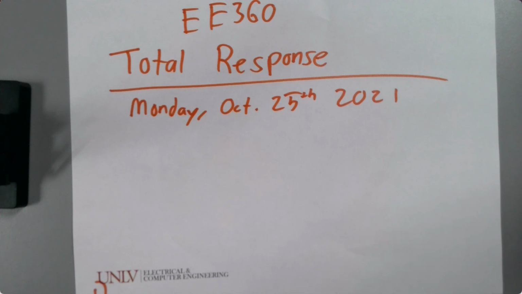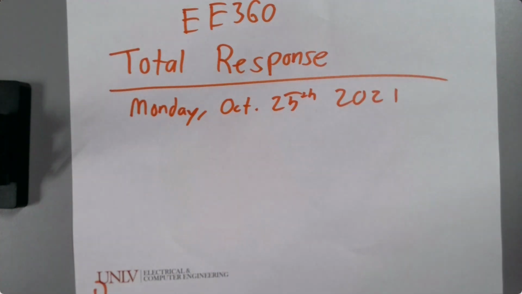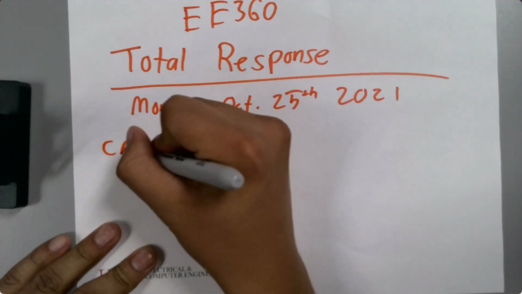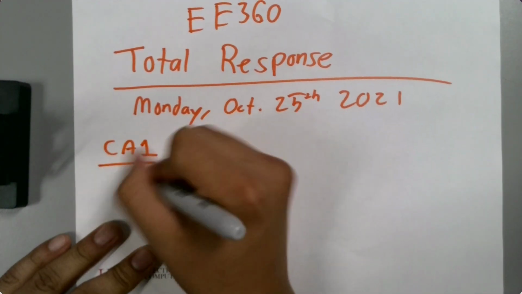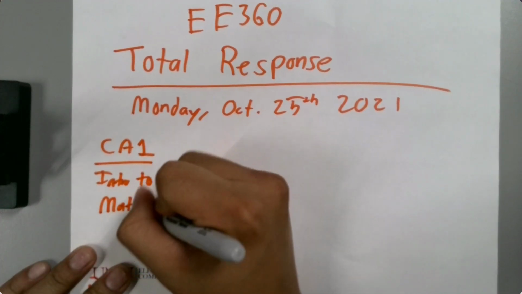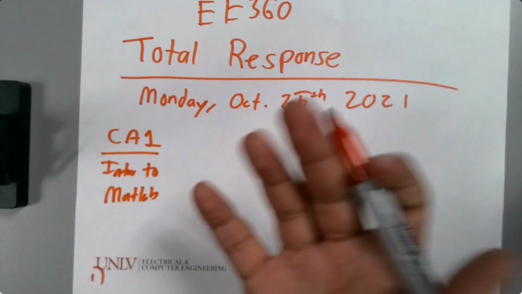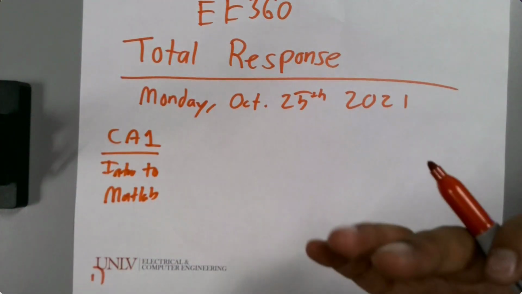So if you've realized from the last lectures that we have computer assignment 1, which actually I'll talk about right now. CA1 basically gives you an intro to MATLAB. So everyone here can program really simple signals, right? Not convolve, but just generate signals, right?